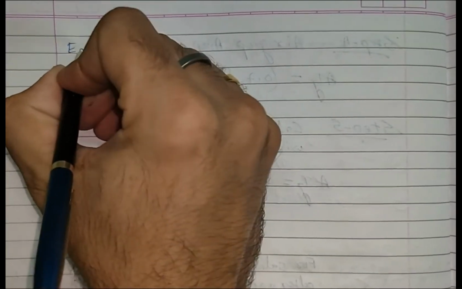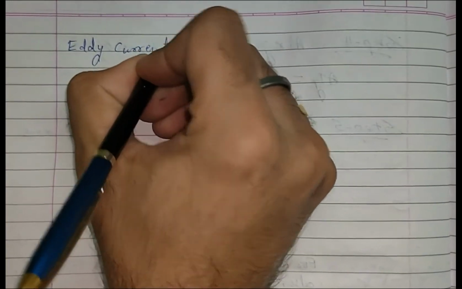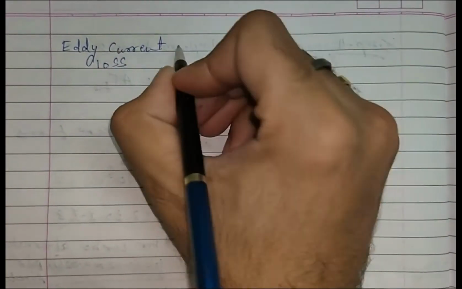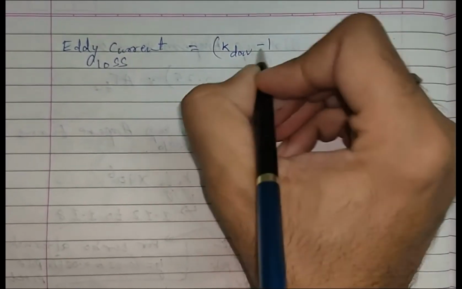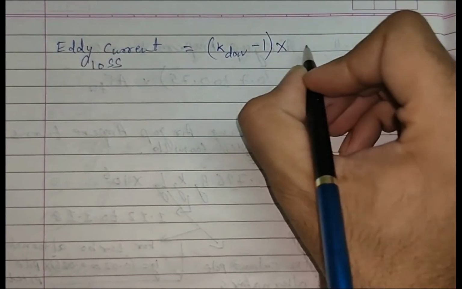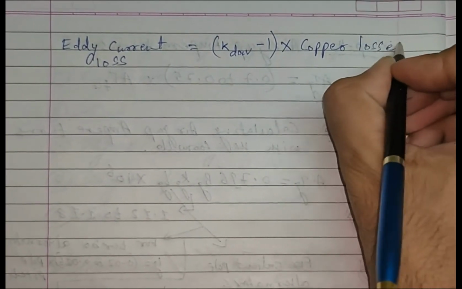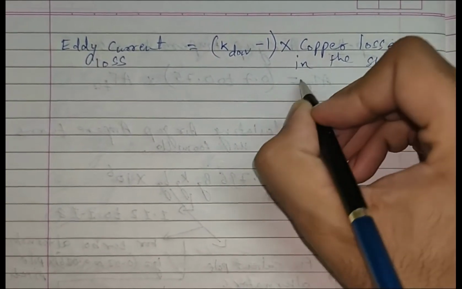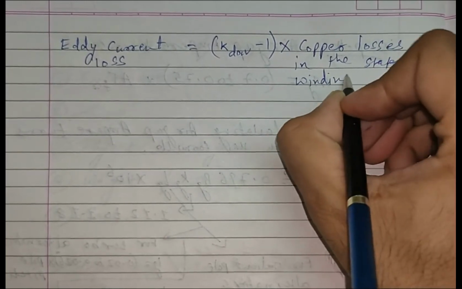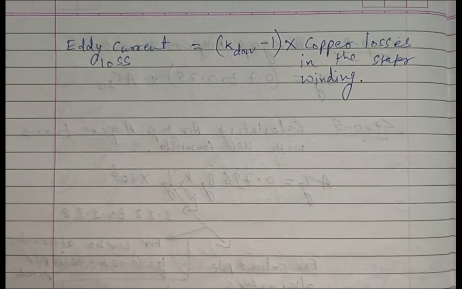So the formula for eddy current loss is given by KAV minus 1 multiplied by the copper losses in the stator windings. So using this formula you can find out the eddy current losses in the stator winding.